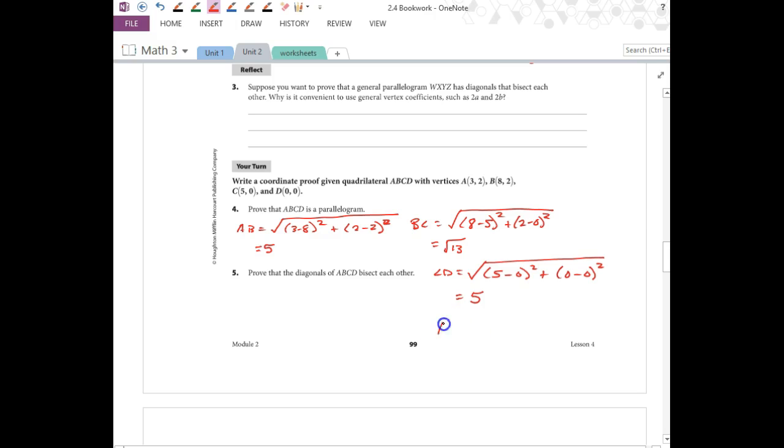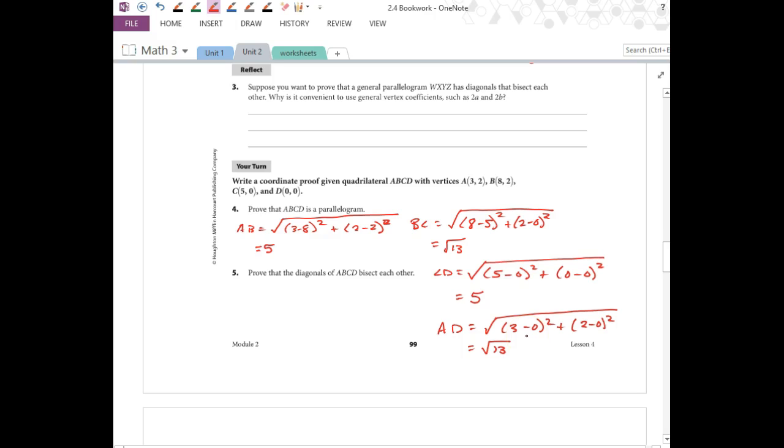Okay, last one is from A to D. We're looking good so far. From A to D, so we got the change in x's. We got 3 minus 0 squared plus 2 minus 0 squared. So we got 9 plus 4. Square root of 13, which isn't breakable.